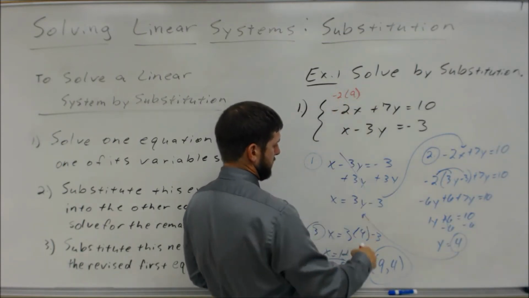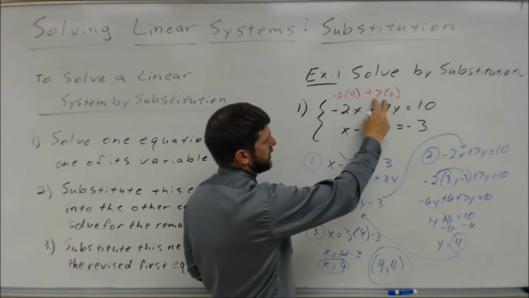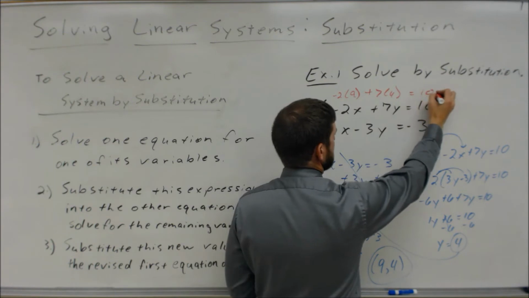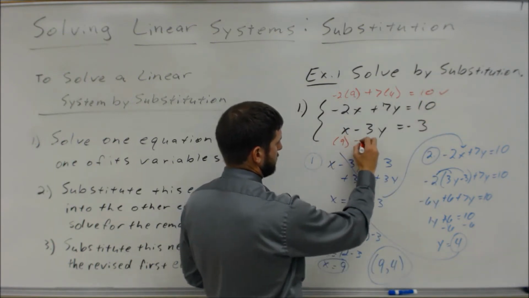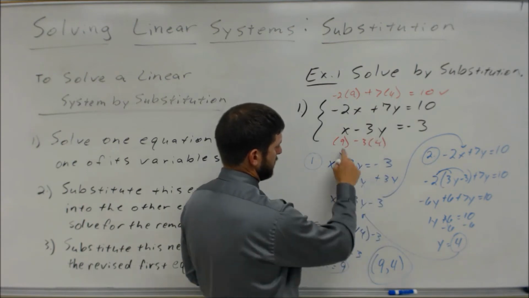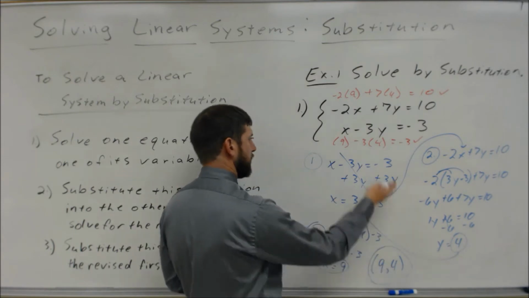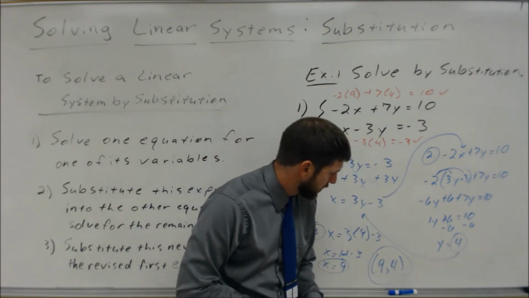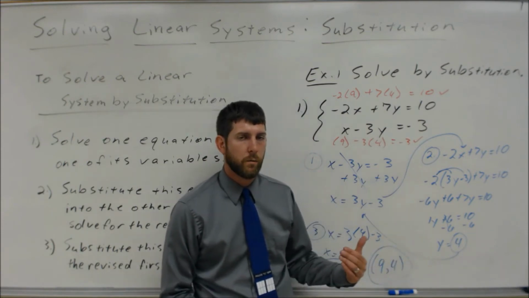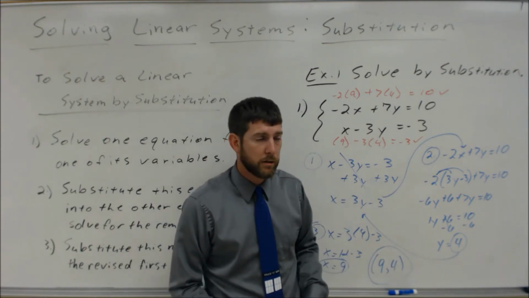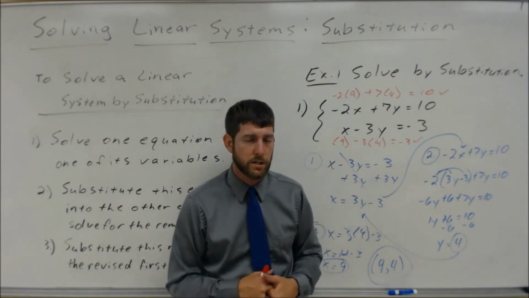negative 2 times 9 plus 7 times 4, negative 18 plus 28 does equal 10. That checks. 9 minus 3 times 4, 9 minus 12 equals negative 3, so that checks. That point satisfies both equations. So we get to see how it's a lot more precise than what we did with the graphing. Okay, so this is always the best strategy if you need an exact answer.